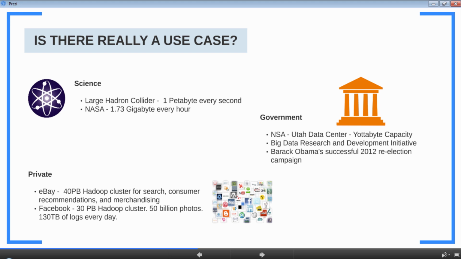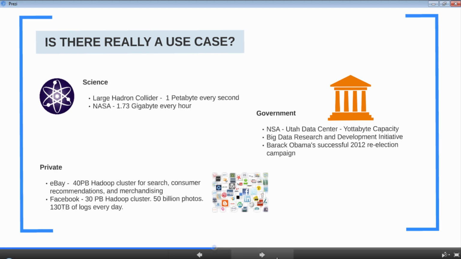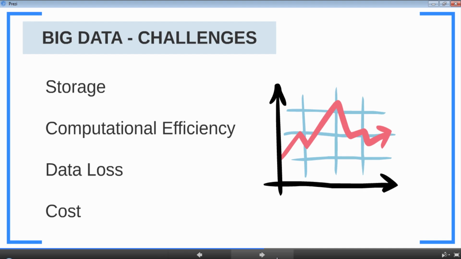I've included the sources for all the information I provided in this slide in the lesson notes. Now you should be convinced that big data exists, even if you did not believe it before. So, we have big data. So what? Big data comes with big problems. Let's talk about few problems you may run into.